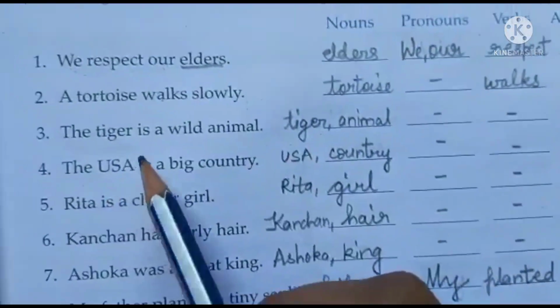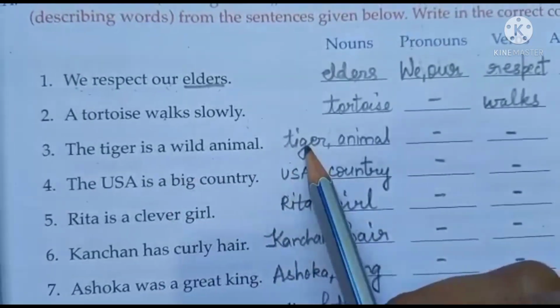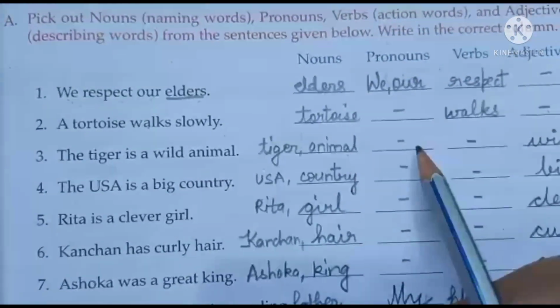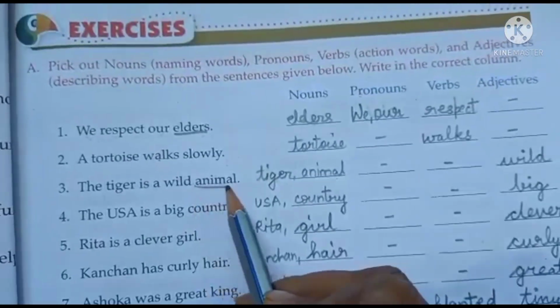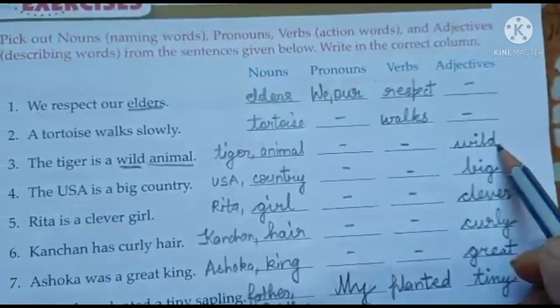Okay. Number 3, the tiger is a wild animal. So tiger and animal, we have two nouns here. Right here, two names. We don't have any pronouns and verbs. And wild animal. So the word wild is your adjective. So write here wild. Okay.